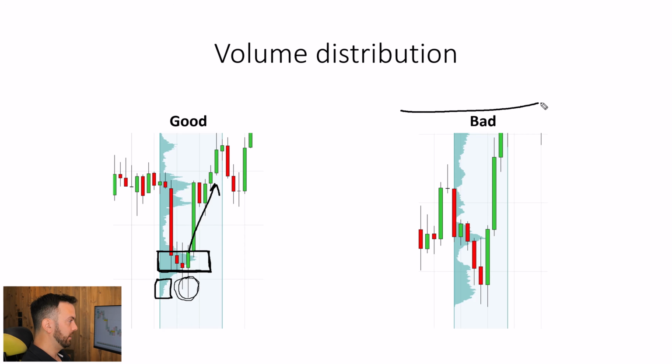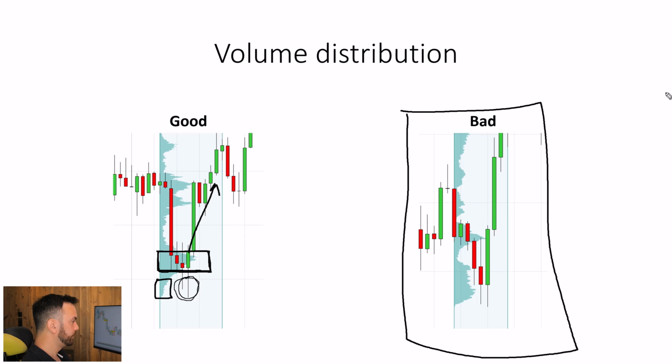Now, let's compare with this example. In here, we have this rejection, and if you look at the volume distribution, you can see that the heaviest volumes in that rejection were actually very, very close to the low of the rejection. And this is what I call a trap, because it tells us that when that rejection happened, there were many people willing to trade in here, right? At the bottom of that rejection.